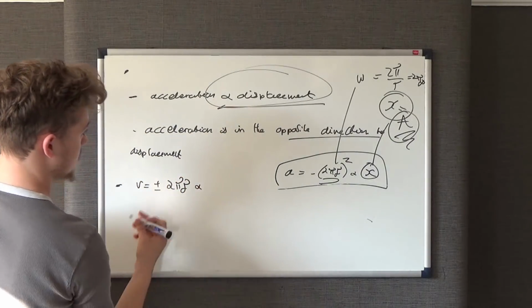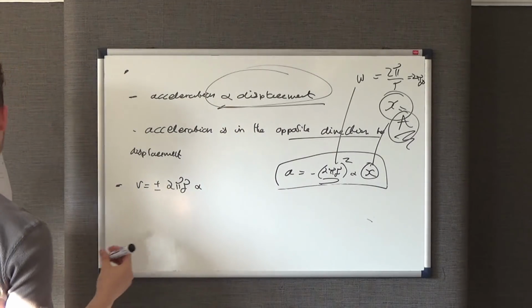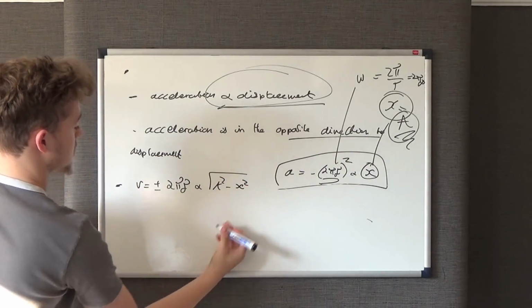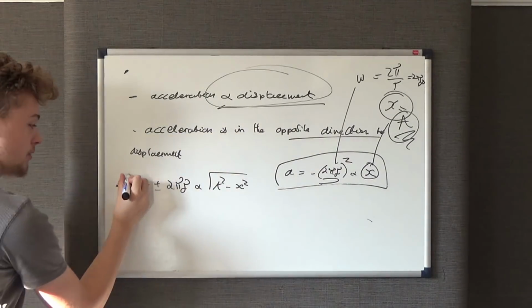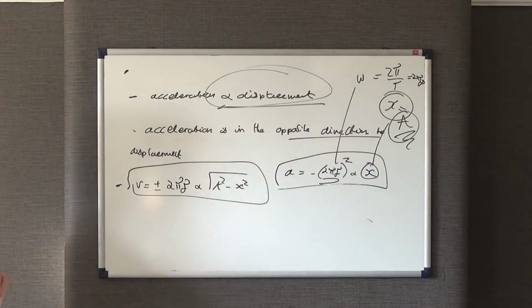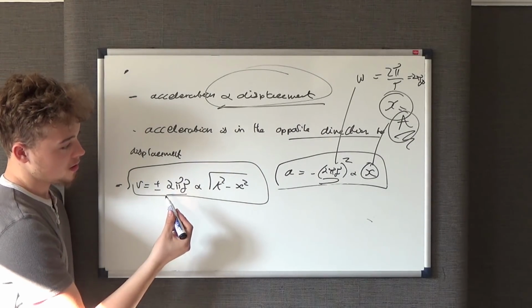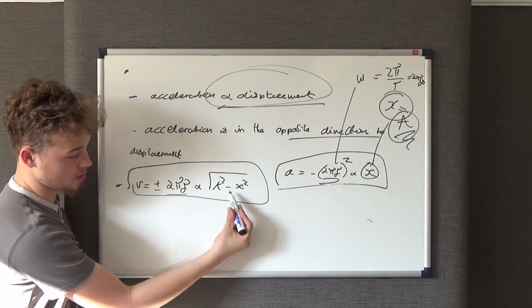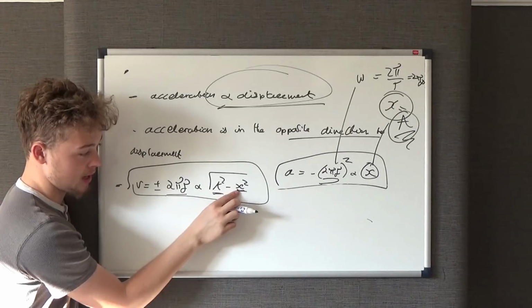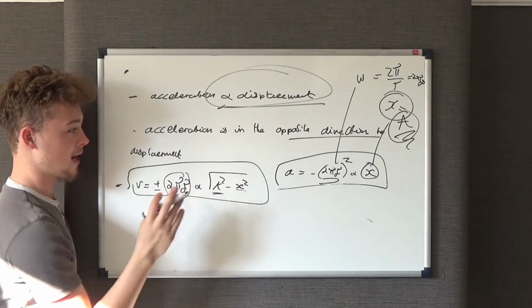So it's 2 pi f, in other words the angular speed, plus or minus because of the direction you're talking about, times the square root of the amplitude squared take the displacement squared. This proves that the velocity is at maximum at the point of zero displacement, because the angular speed doesn't change, and the amplitude doesn't change, but the displacement does. At zero displacement, the square root term is the maximum, so the velocity is a maximum at zero displacement.